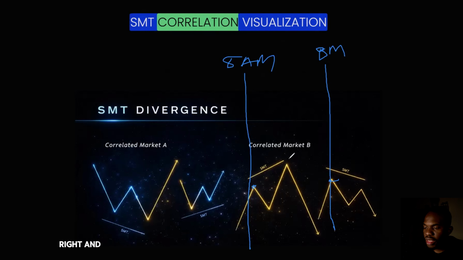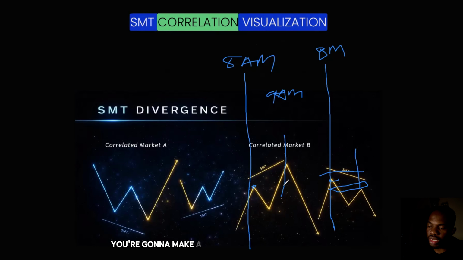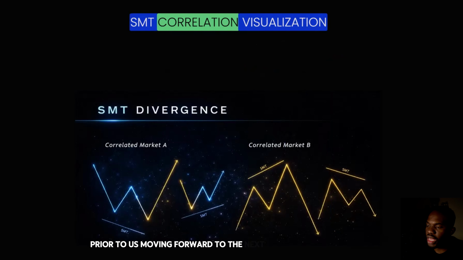And then if this gets taken out and creates a swing here, let's say at 9 a.m., you also check right around 9 a.m. What do we do here? Do we respect the PD array internally here? And then do not take this, confirm my SMT. But when you're confirming SMT, you have to check the time this swing gets created, because if you're relying on the naked eyes to be able to identify this, you're going to make a lot of mistakes. So I just wanted to bring that to your attention prior to us moving forward to the next slide.